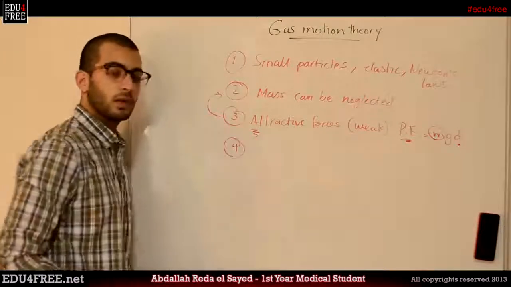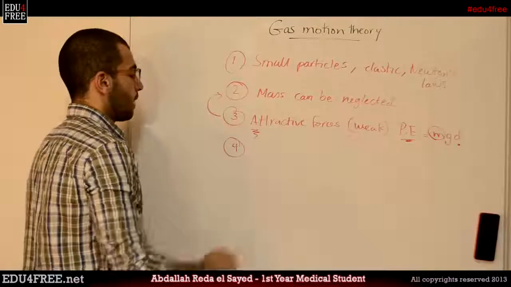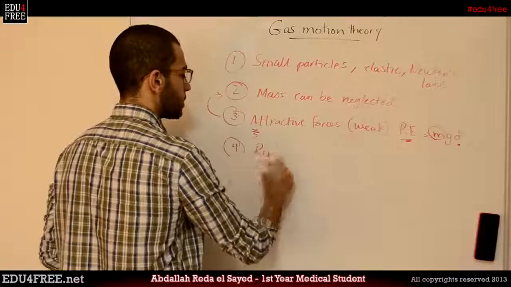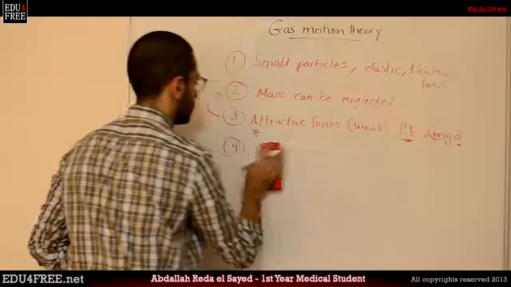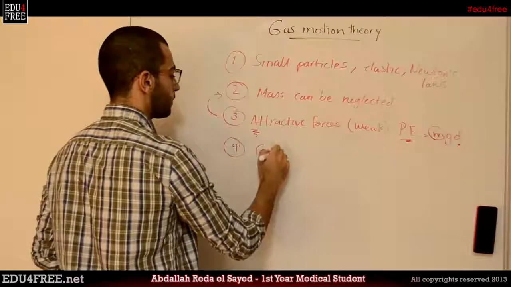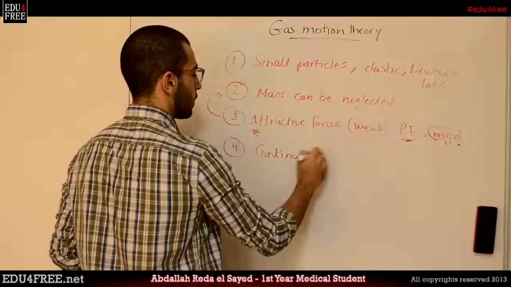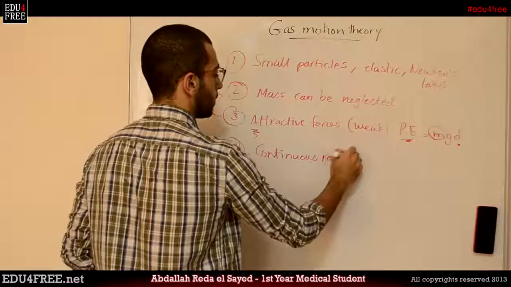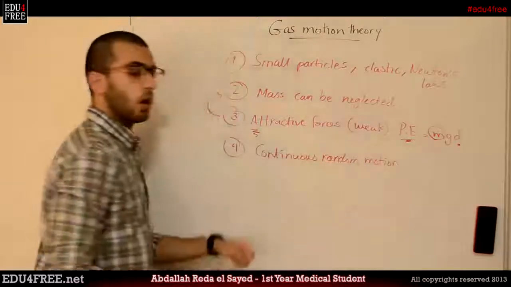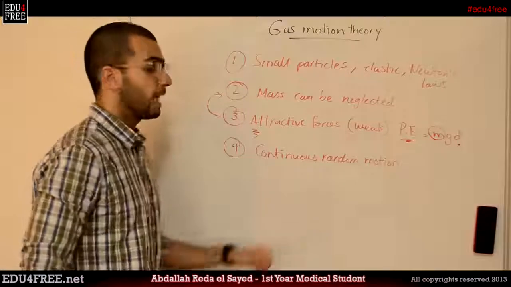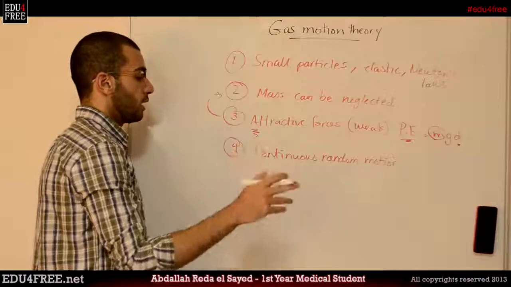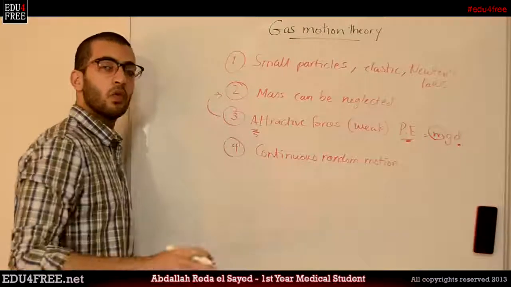The fourth postulate is that the particles are in a continuous random motion, and they always collide with each other and collide with the walls of the container, and when they do that, they move in straight lines.